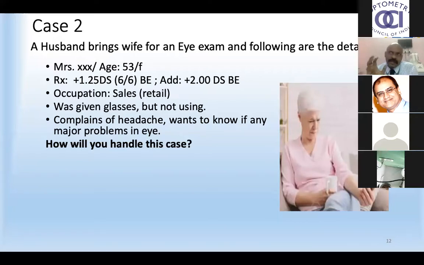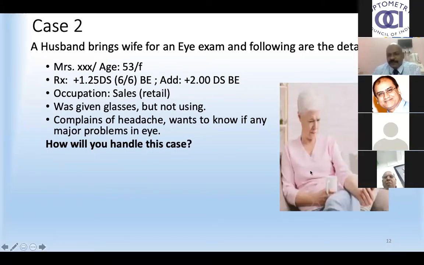Unlike the previous case where the patient is in denial, here the patient has already accepted the fact that some form of intervention is required, but she's not using it. Now, how will we handle this case? Again, I'll give you 1 minute. Please type in your answers in the chat.